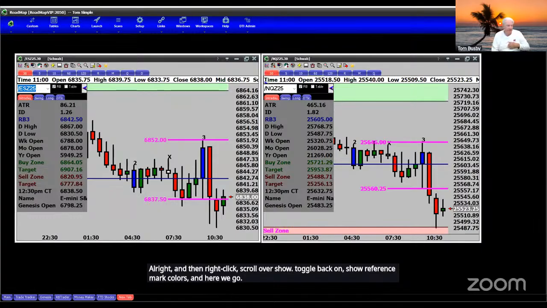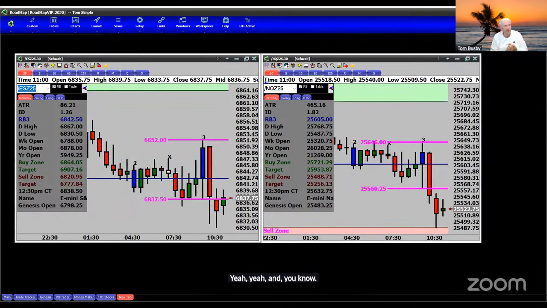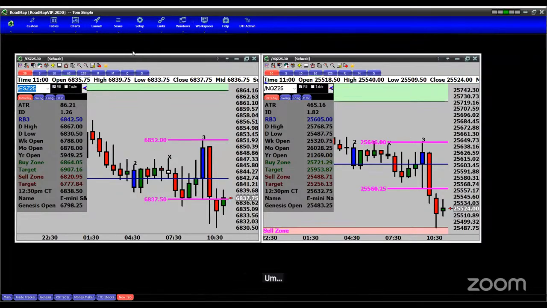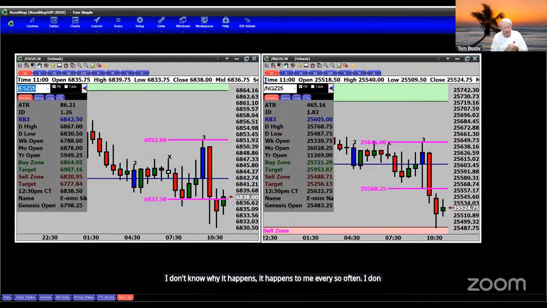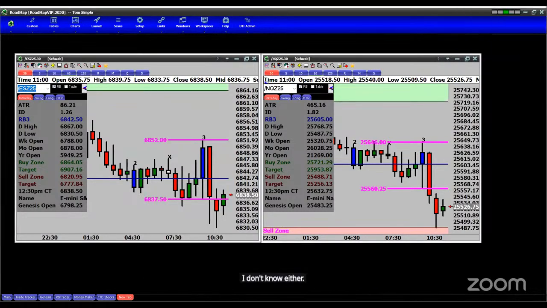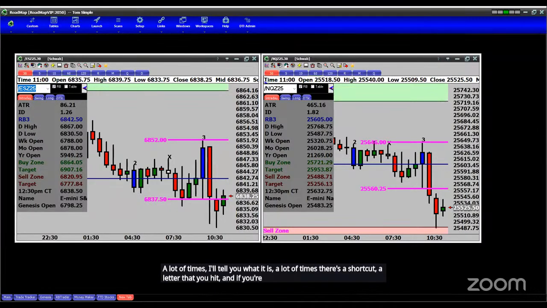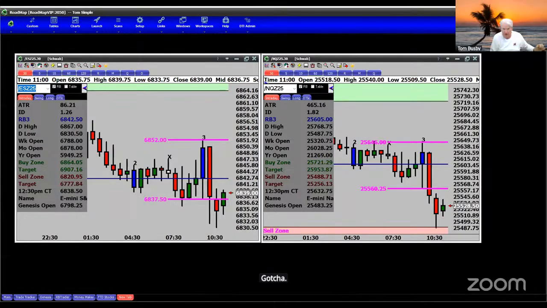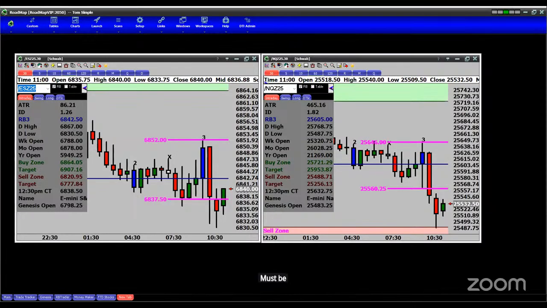I guess I've been lucky. I've never had that happen to me. I don't know why it happens. It happens to me every so often. A lot of times there's a shortcut, a letter that you hit, and if you're typing something and you have your chart selected, you can sometimes do something a little bit magical to your chart. So with shortcut keys, make sure you've got the right thing selected. Gotcha. I don't use shortcut keys, maybe that's why it's never happened to me. Must be.